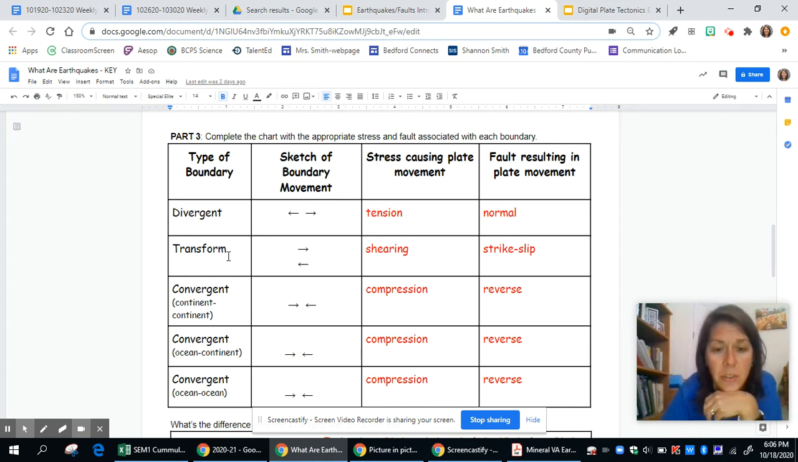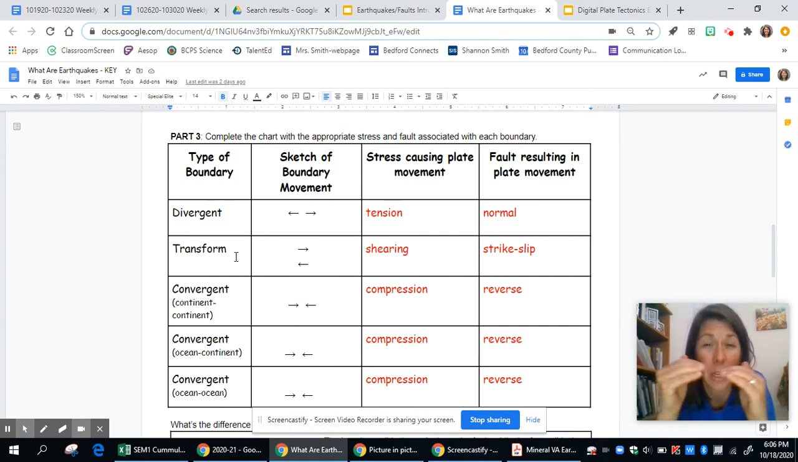A transform boundary is the shimmy, and the type of stress that we use to describe what causes the transform boundary is shearing. When it actually does break, the fault is called a strike slip. Convergent, coming together. The coming together, compression; if your vocabulary is developed, the word compress does mean to squeeze and come together. So that might already make sense to you. The stress, compression, causes a reverse fault.